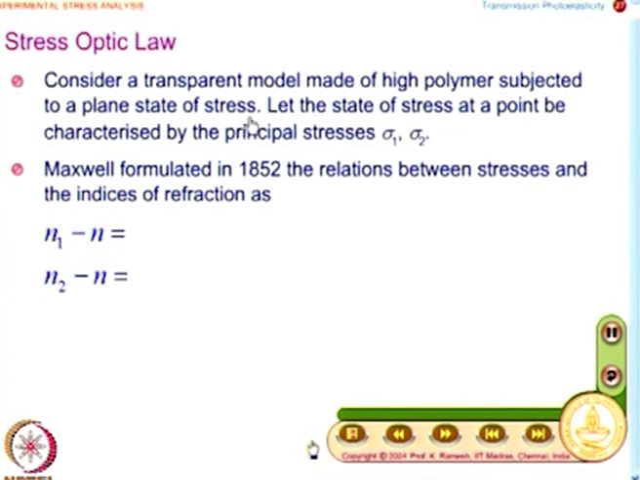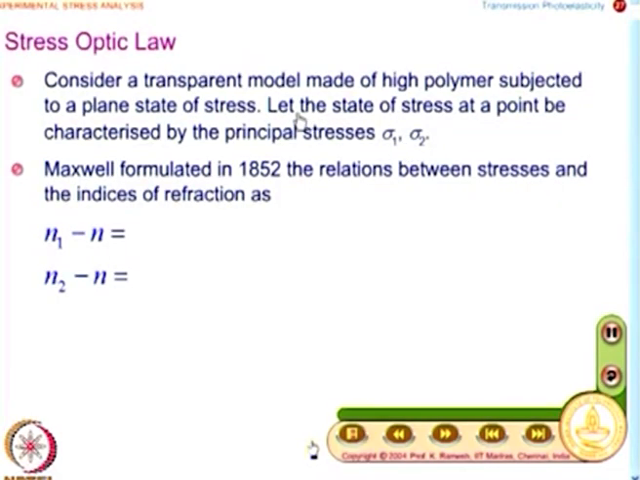And what you will have to note is that each statement you have to qualify. Let the state of stress at a point be characterized by the principal stresses sigma 1, sigma 2. I am looking at a 2-dimensional state of stress. I can have a matrix involving sigma x, sigma y, tau x y and so on, but I can also represent the same stress tensor in terms of its principal stress values. So, that is what is indicated here. Let the state of stress at a point be characterized by the principal stresses sigma 1 and sigma 2.